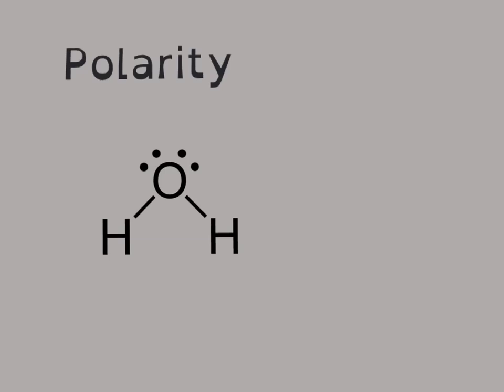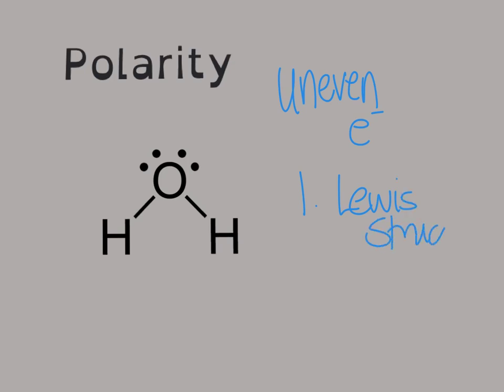This screencast is about polarity. Polarity is when you have an uneven sharing of electrons. It is easiest to see polarity whenever you have the Lewis structure drawn out, but you can also calculate it. So we can either have the Lewis structure, or you can look at the electronegativities.